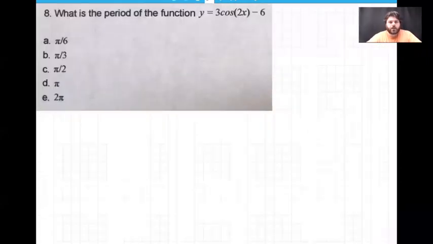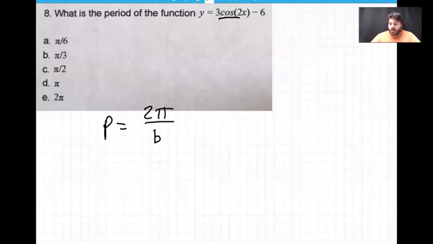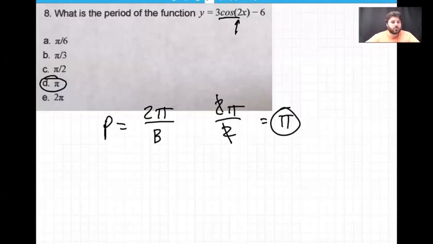All right, what is the period of the function y equals 3 cosine of 2x minus 6? All right, so cosine functions, we know the period is always 2 pi over b, and b is the coefficient of the x term. So this is just 2 pi over 2, and when we have a 2 on top and a 2 on bottom, they cancel, so the period is pi. That one's just pretty easy.